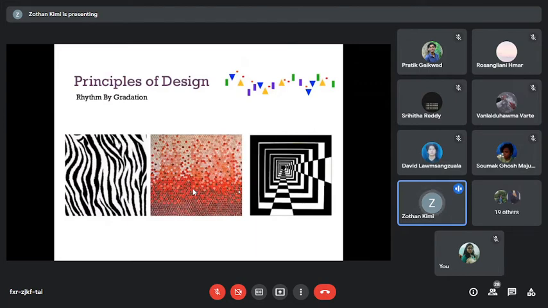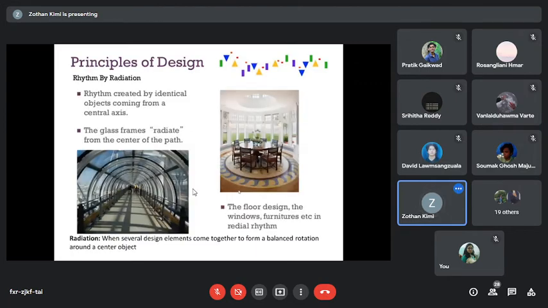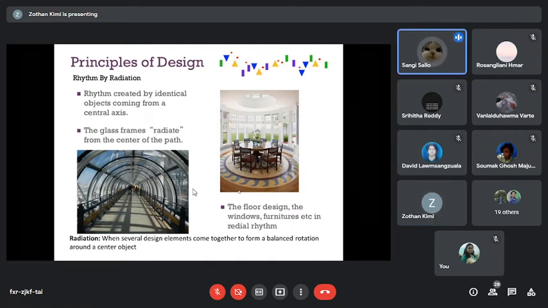Okay, let's just move ahead. Radiation. Can you read this? Yes, ma'am. Rhythm by radiation. Rhythm created by identical objects coming from a central axis. The glass frames radiate from the center of the path. The floor design, the windows, furniture, etc. in the radial rhythm. Radiation: when several design elements come together to form a balanced rotation around the center object.